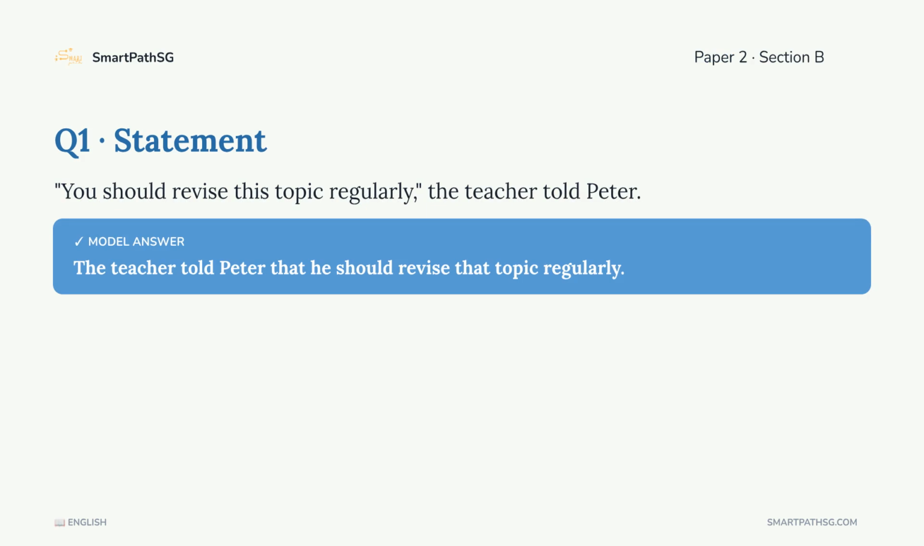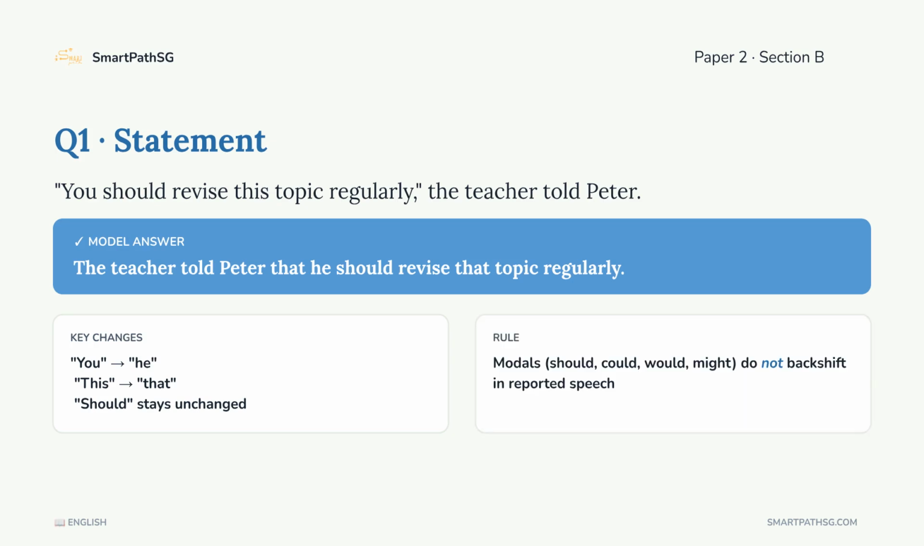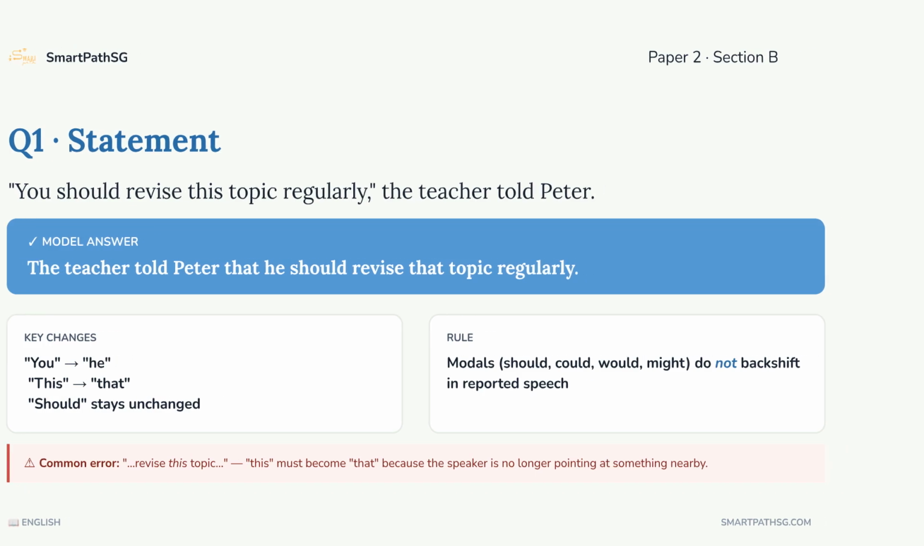There were 3 key changes. You becomes he, and this becomes that, because the teacher is no longer pointing at something nearby. Remember the rule. Modals like should or could never backshift. The most common mistake here is leaving this as this. You must change this topic to that topic to show distance in time or place.